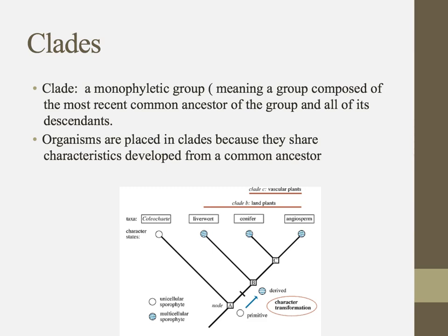Okay, so I keep mentioning this word clade. What is a clade? We're going to talk a lot about phylogeny, which is a tracing of the evolutionary history of a group of organisms, and a clade is a monophyletic group, mono meaning one. So it's a singular group composed of the most recent common ancestor, only the most recent one, and all of the species that have descended from that common ancestor. So organisms are placed in clades because they share characteristics.